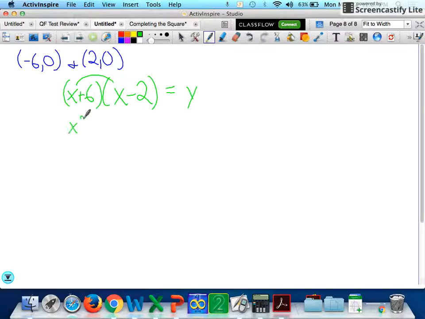X squared, -2x, 6x. I know I can combine these to be like terms. -2x and positive 6x is going to be a positive 4x. So I'm just going to erase what was already there and make it a positive 4x. And then do my last multiplication of -12. I should have stopped and explained why I did that better.